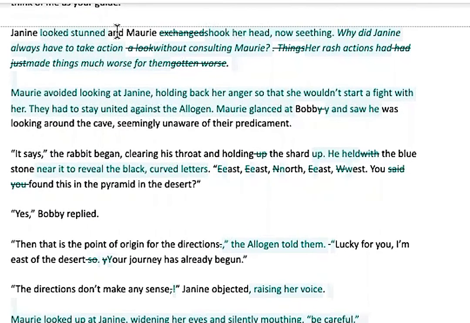Janine looked stunned and Mari shook her head, now seething. Why did Janine always have to take action without consulting Mari? Her rash actions had made things much worse for them. So I just did a lot of rewording here because I wanted to show more specifically what was going on between Janine and Mari, make sure that the reader knew why Mari is not happy at Janine.